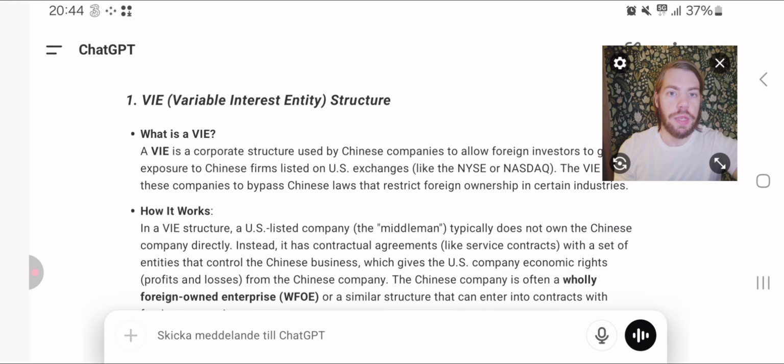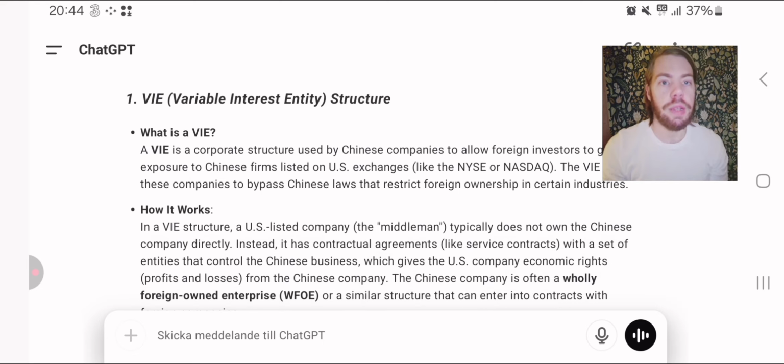What we call it is VIE, a variable interest entity structure. This is the type of structure that is in place for you to own Chinese companies as a foreign investor. And actually, you just get exposure to the Chinese firms, for example, on the Nasdaq. Through a variable interest entity, you can bypass Chinese laws that restrict foreign ownership in certain industries. So basically, in China, they don't want foreign investors to own companies, because if they own the companies per se, they will have an opportunity to impact the Chinese community as a whole, and that is not allowed. So this is like a workaround sort of solution.